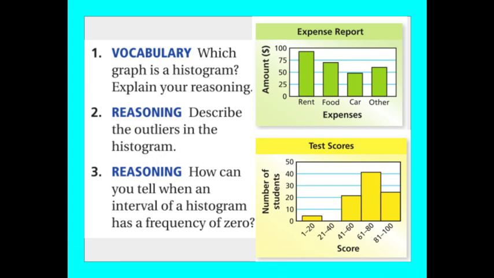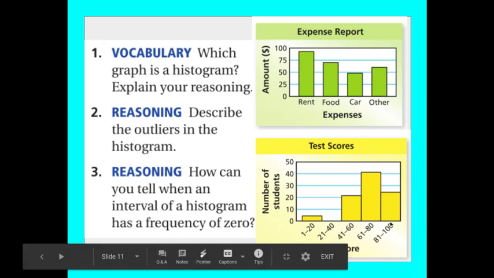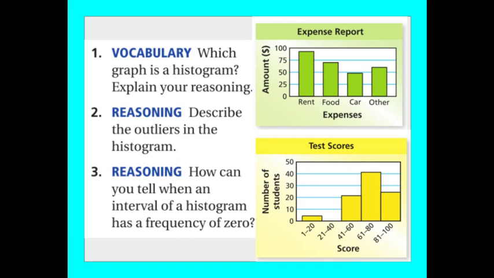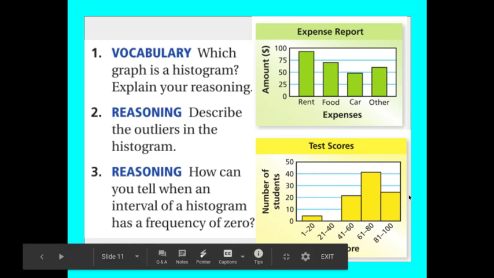Number 2, describe the outliers in the histogram. An outlier means that it's a data value that is really, really large or really, really small compared to the rest of the data. So if we look at the test scores, notice we have the bars that are about the same height between 41 and 100. But over here, 1 through 20, we have just a small little bar. So the outlier would be the score between 1 and 20.